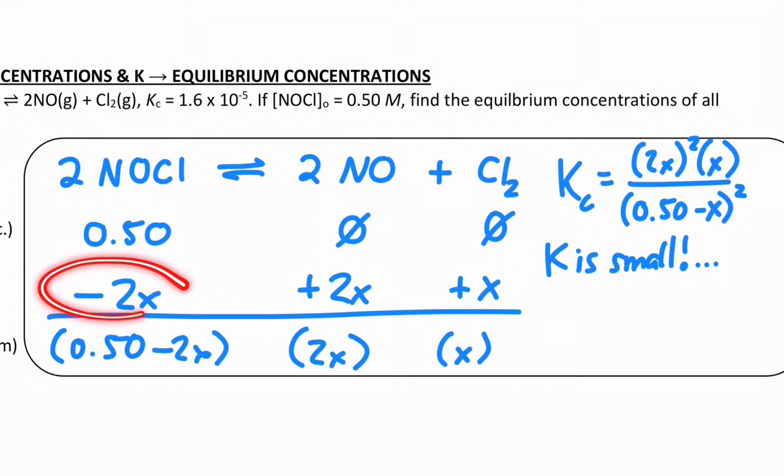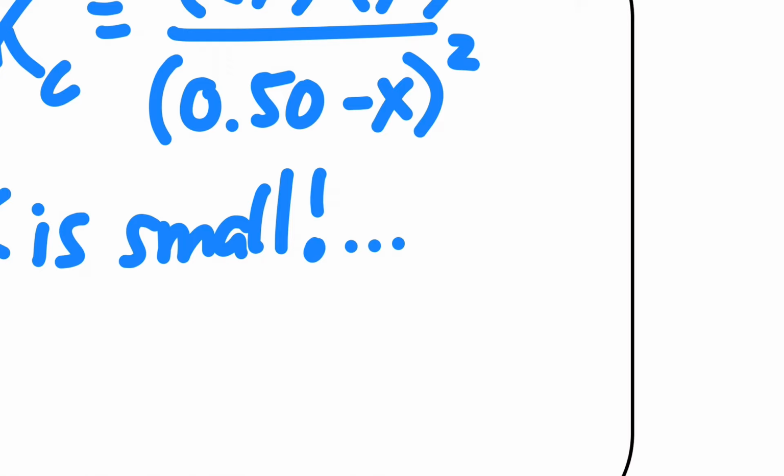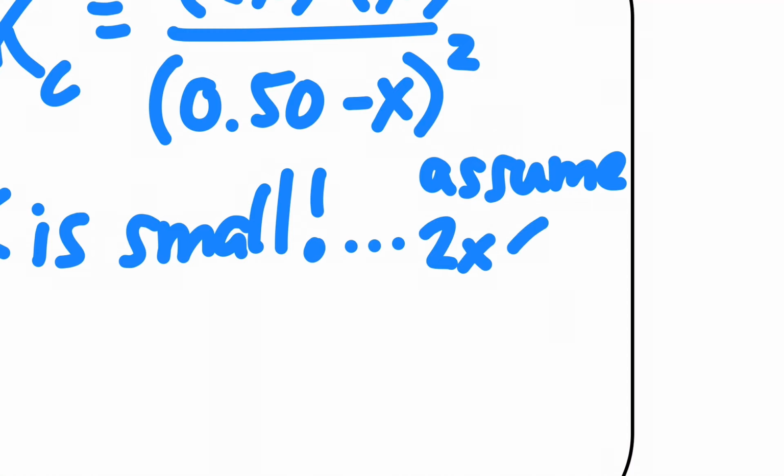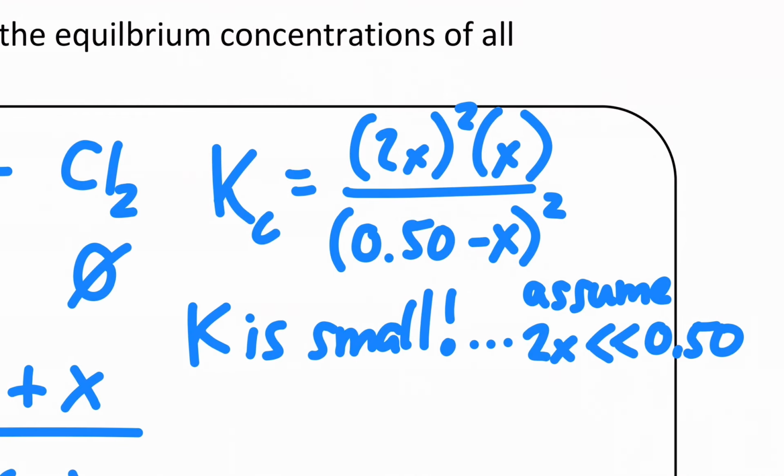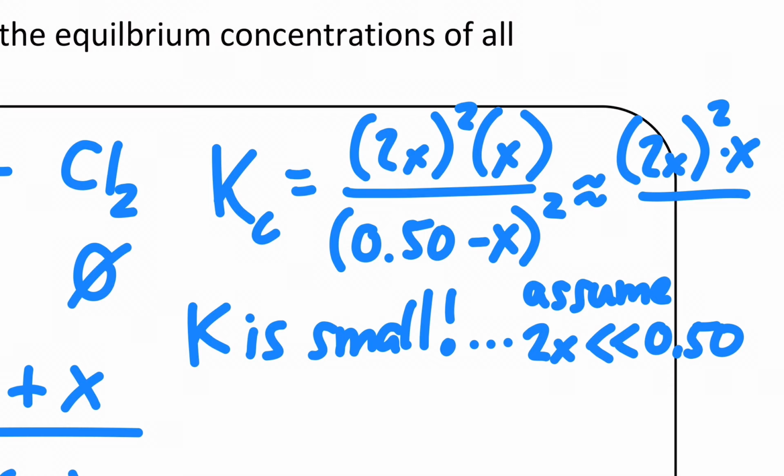So I don't know how much of the NOCl is going to get lost, but it's probably going to be pretty negligible compared to how much I'm left with. I'm not going to lose 0 of it, but I'm going to lose very little compared to what I started with. So we are going to assume, mathematically, that whatever 2x is, it's much less than the 0.50 that we started with, which means I can simplify this expression by changing the denominator to just getting rid of that minus 2x term, and it becomes the quantity 0.5 squared.